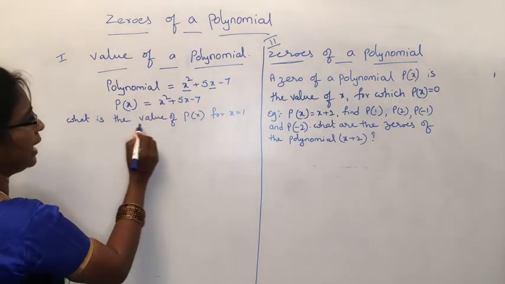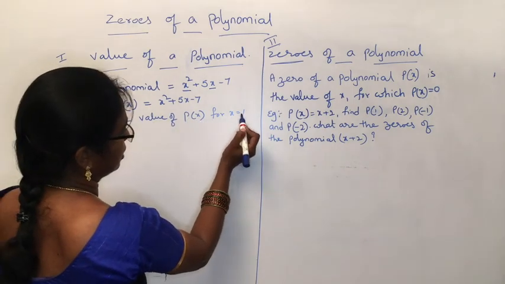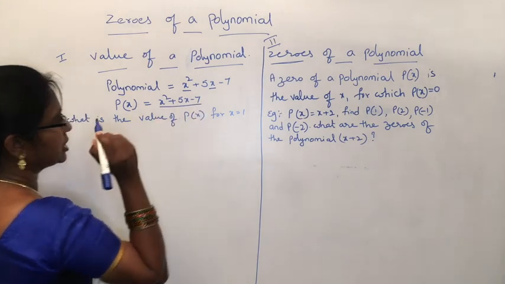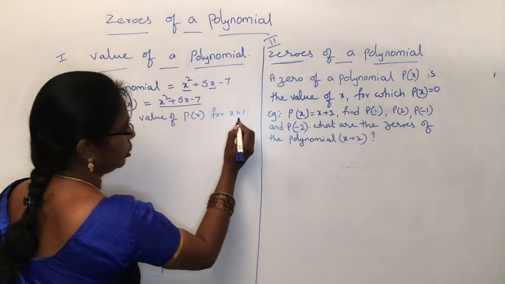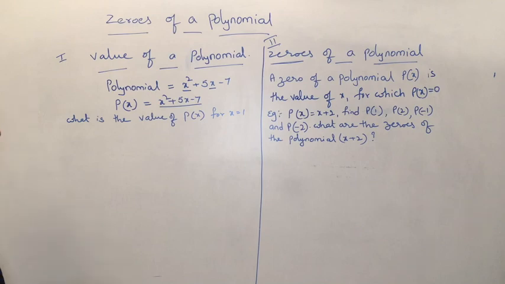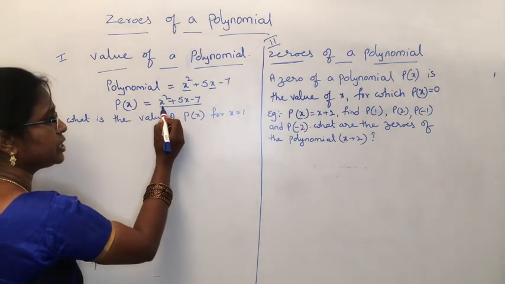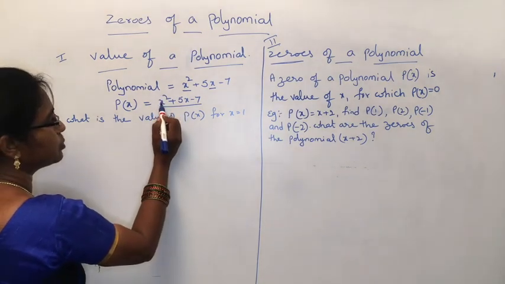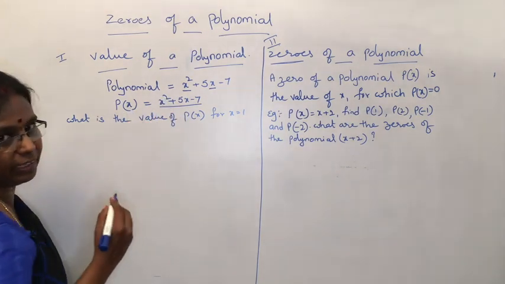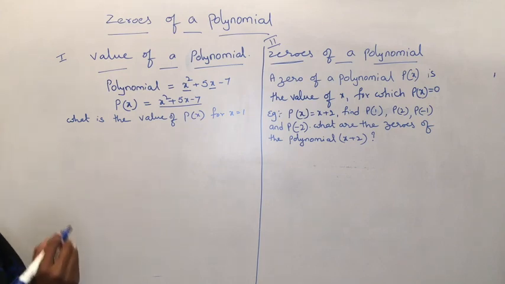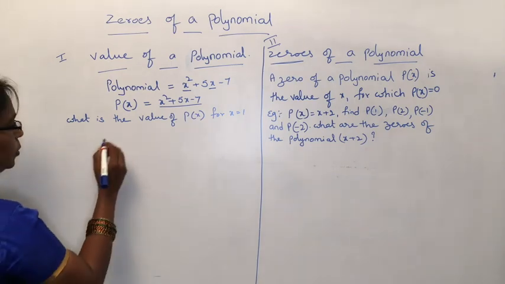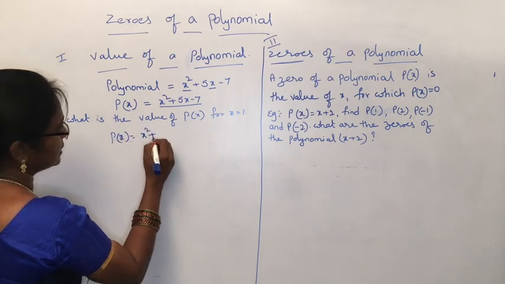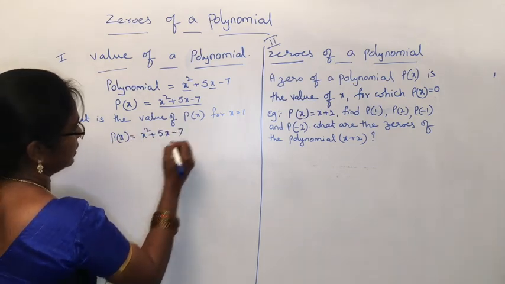Now what is the value of P of x for x is equal to 1? What is the value of x square plus 5x minus 7 if x is equal to 1? That means we have to substitute 1 instead of the variable. What is that variable? x. Then we substitute 1 instead of x, and we will get the value of x square plus 5x minus 7.